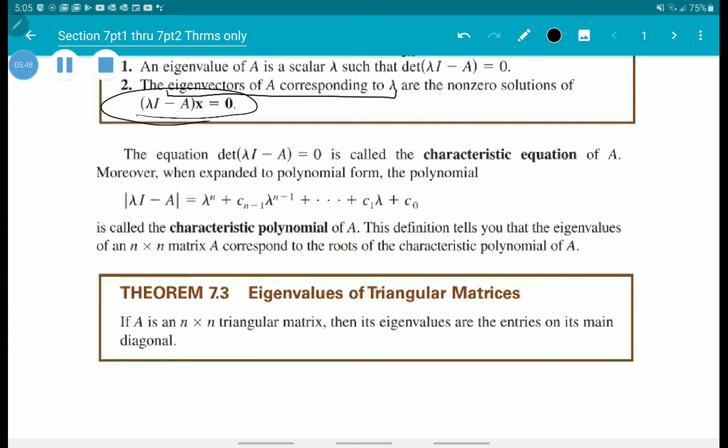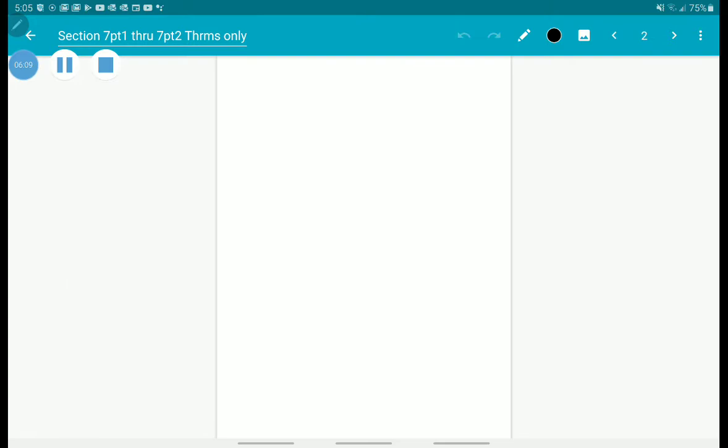And like we said before, this determinant is called the characteristic equation. I do like to think about it as A minus lambda I instead of lambda I minus A, just to make the computations not necessarily easier. They're going to be relatively the same, but that way I don't have to think about distributing a negative, and you'll see what I mean in this example. So let's look at an example.